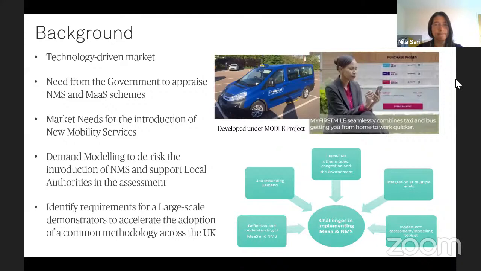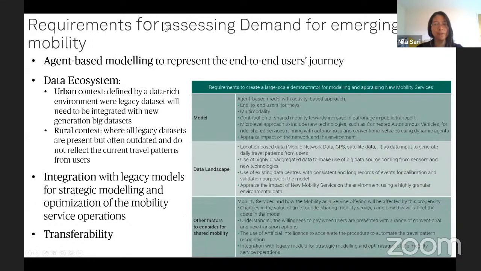During the work, we identified the requirements for developing a large-scale demonstrator to accelerate the adoption of this new methodology for assessing demand for emerging mobility. We identified that we would require an agent-based modeling with activity-based approach. Why? Because this type of model is able to represent the end-to-end users' journeys and allowing for multimodal interaction. And this type of model can also be used to assess ride-sharing services using either conventional or autonomous vehicles.